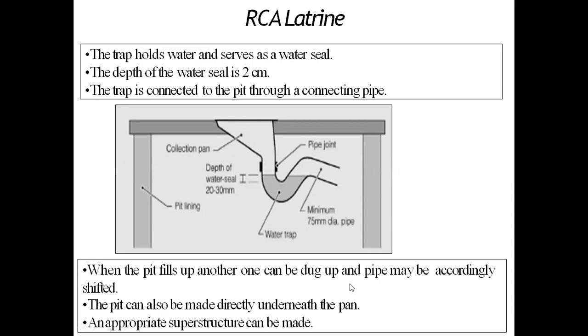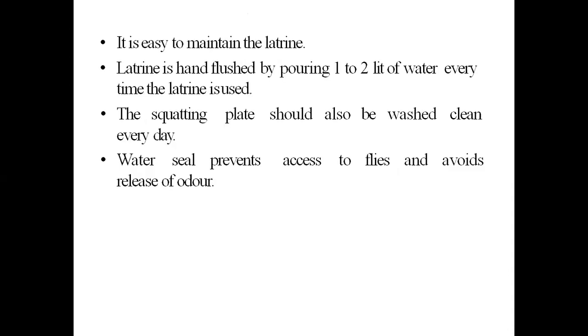When the pit fills up, another one can be dug and the pipe may be shifted accordingly. The pit can also be made directly underneath the pan and an appropriate superstructure can be made. Now the next part of an RCA type of latrine is the connecting pipe. It is a pipe away from the superstructure, and the trap is connected to the pit by means of a connecting pipe of 7.5 centimeter diameter and about 1 meter length. It is away from the superstructure. The RCA latrine is an indirect type of latrine.